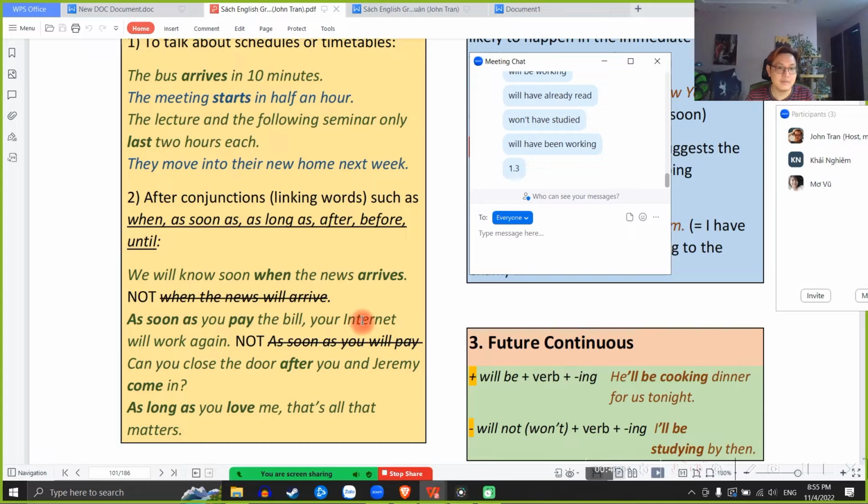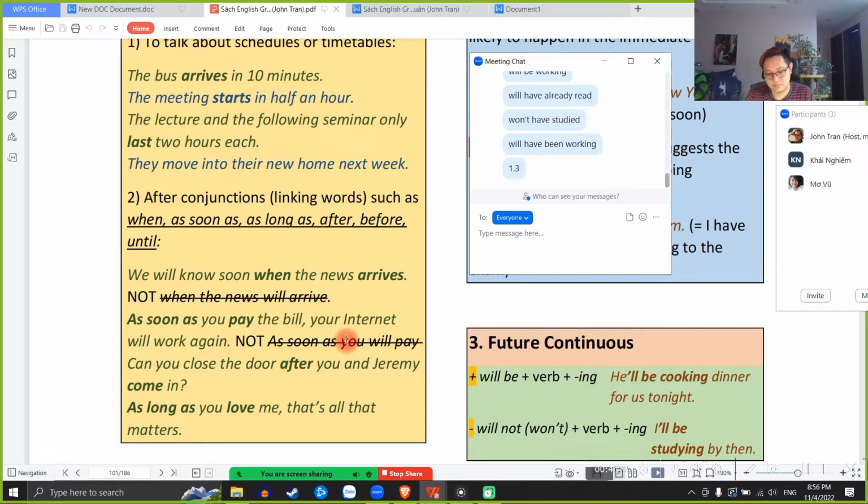Okay, Miss Mer, please. After conjunctions. Number 2, after conjunctions, linking words such as when, as soon as, as long as, after, before, until. We will know soon when the news arrives, not when the news will arrive. As soon as you pay the bill, the internet will work again, not as soon as you will pay.